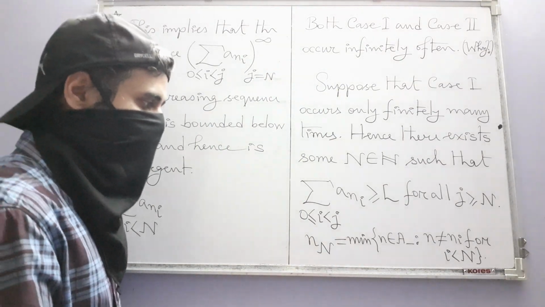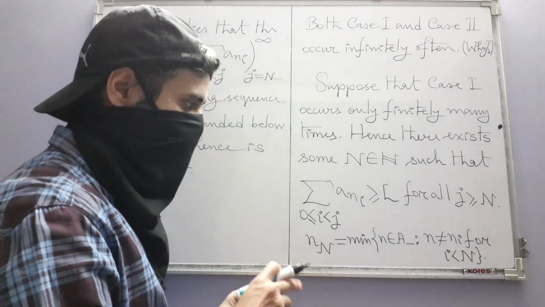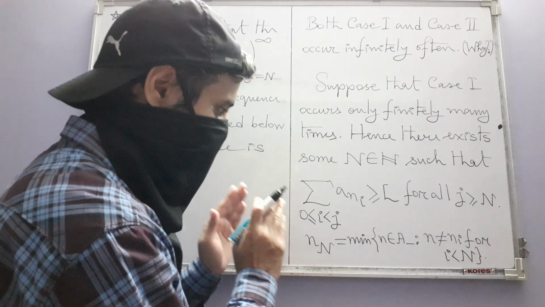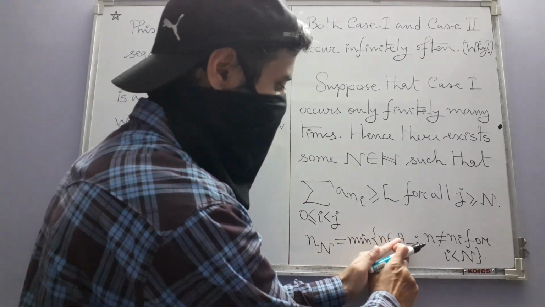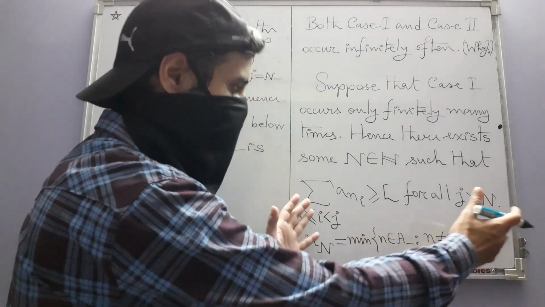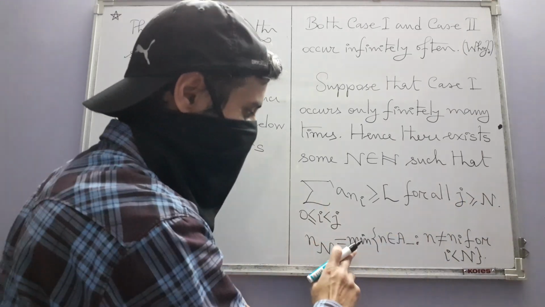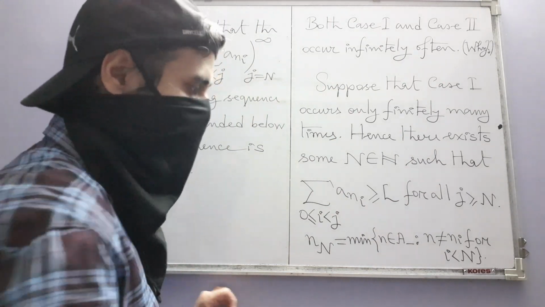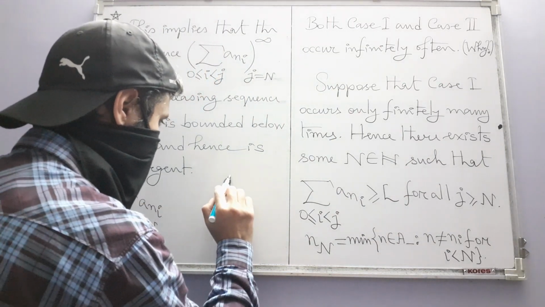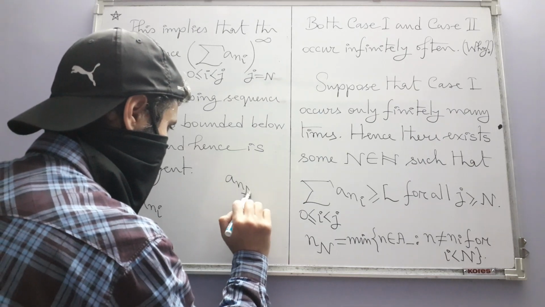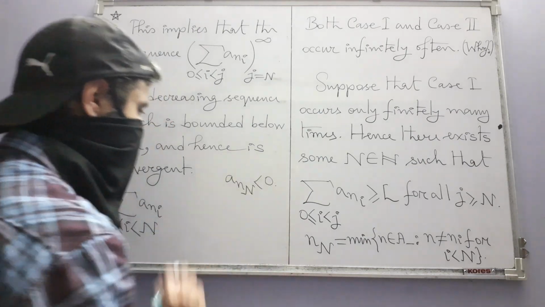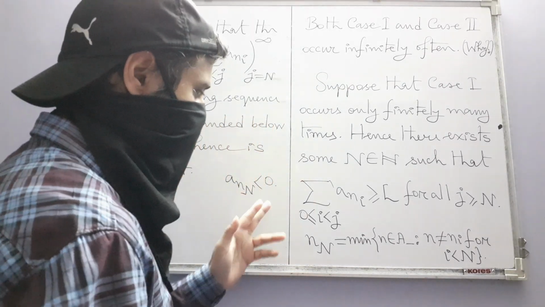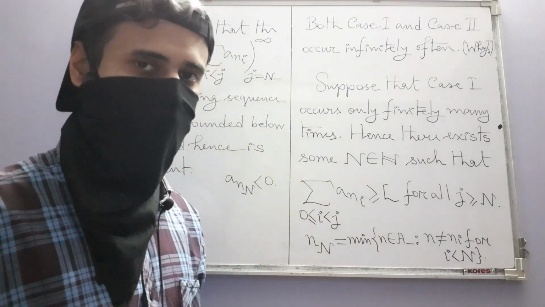And because of that, what type of label is nn? What type of suffix is nn? Since nn is coming from A minus, the minimum of this set, after all nn is actually in A minus. It's an element of A minus. And that is why ann is less than 0. It's a negative real number. You go back to the definition of the sets A plus and A minus.